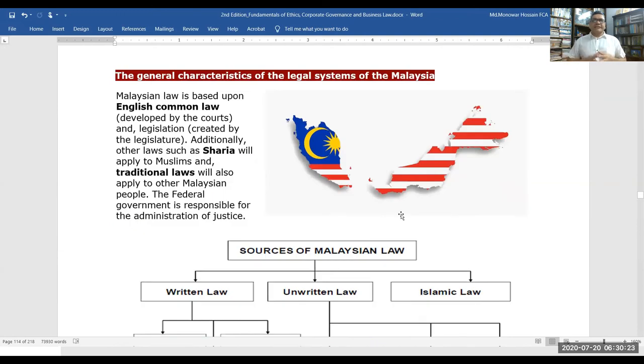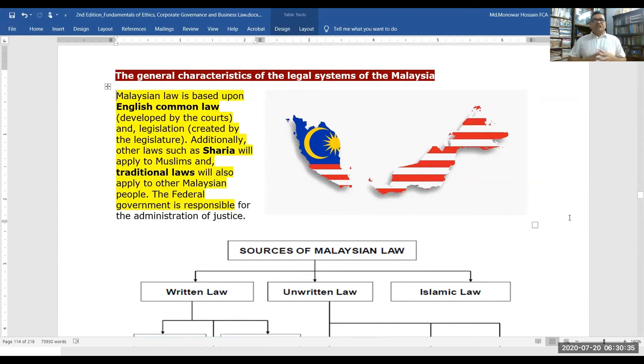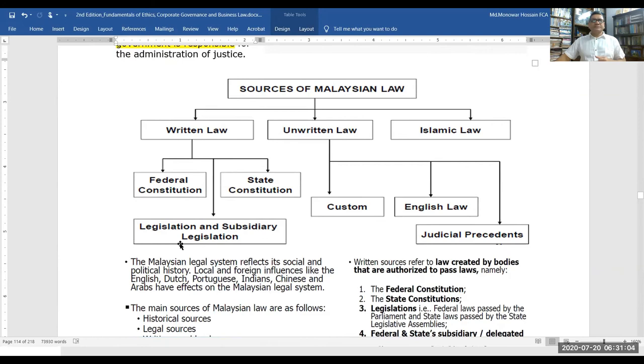Now, the general characteristics of the legal system of Malaysia. Malaysian law is based upon English common law. Generally, laws such as the Sharia will apply to Muslims, and traditional law will also apply to other Malaysian people. The federal government is responsible for the administration of justice.